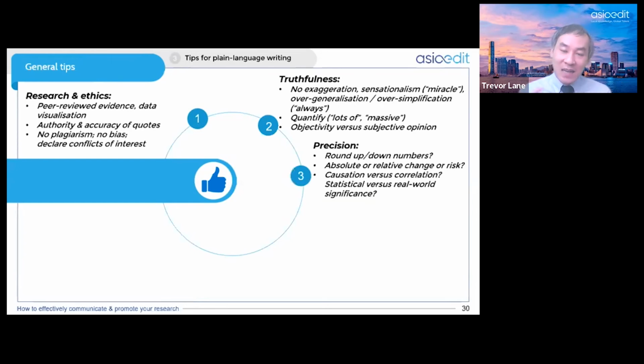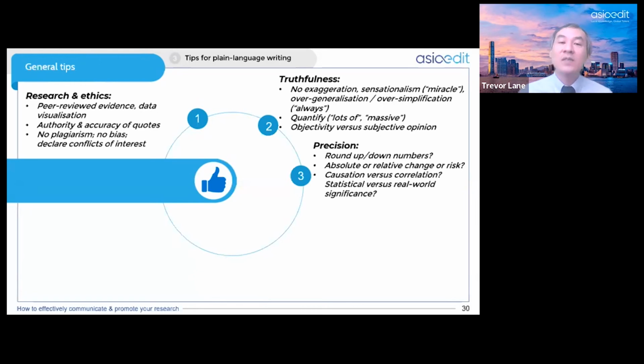You don't have to give exact numbers, so you can round up or down if you want to, but be careful of percentages. Is it relative percent, something increased by 20%, or is it the absolute 20 percentage points, for example, an exam score increased by 20 percentage points? Or the risk. Someone's risk of a disease could increase by 10 times, but actually if the absolute risk is very small, then 10 times very small still is quite small. So you don't want to scare the public either.